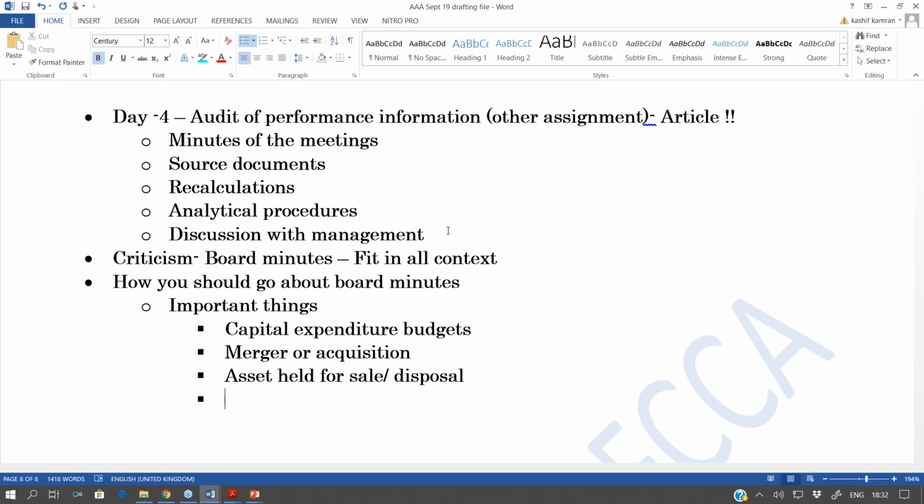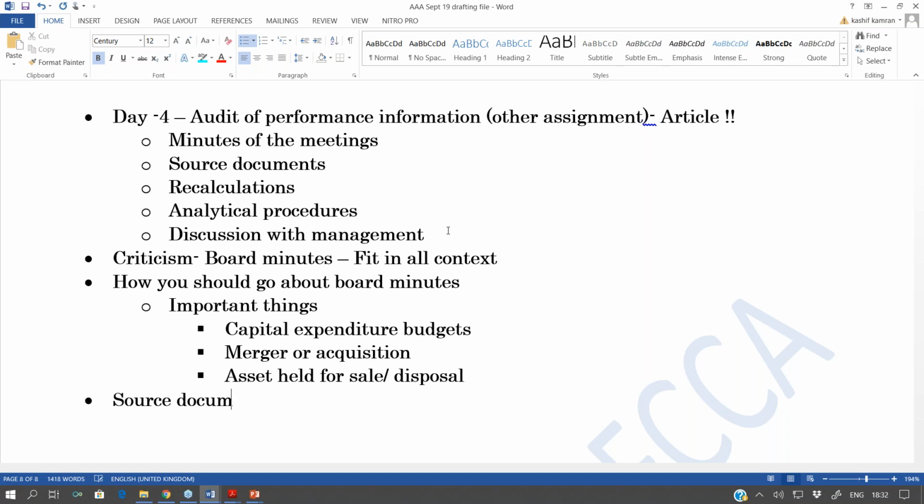So, will you be using board minutes for minor things in the exam paper? Rather, you will be using them for major things in the exam paper. So, minutes of the meeting is a wonderful procedure, right? But with that wonderful procedure, there are some limitations which you need to keep in mind. Then comes the second thing, the source document.